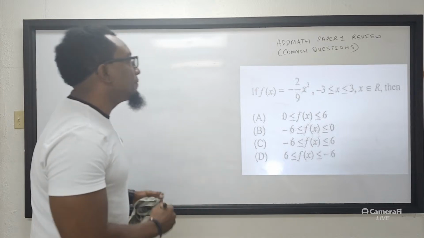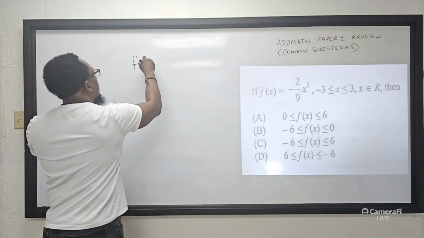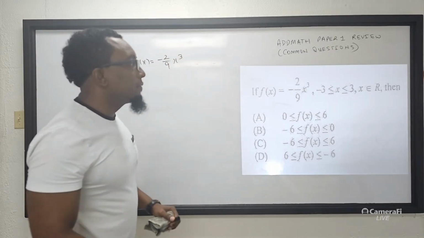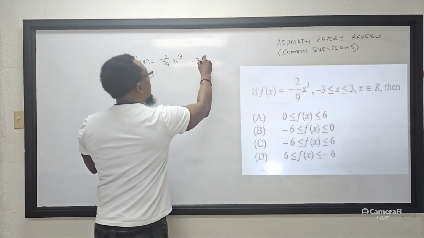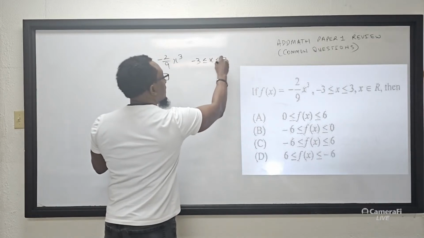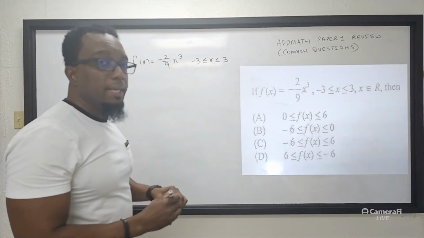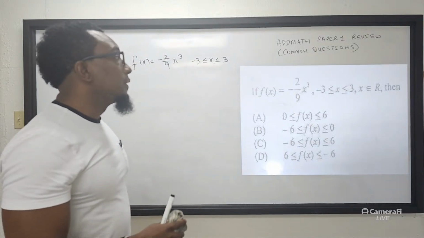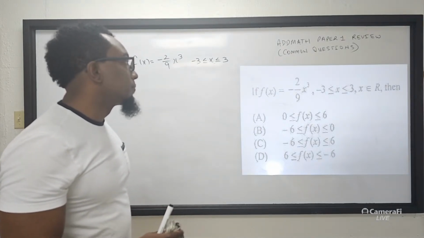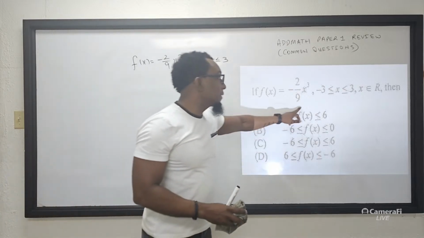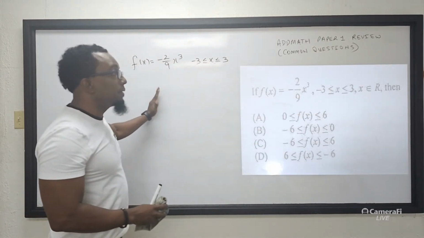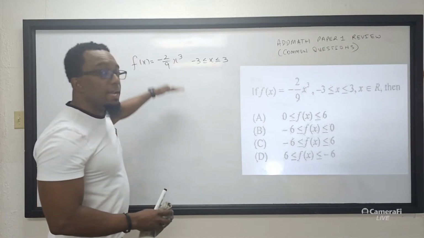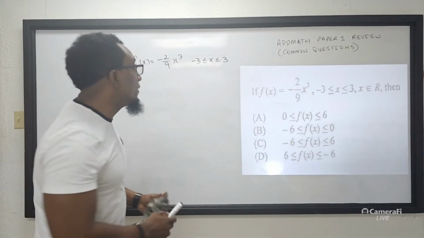Right, if f of x is equal to negative 2/9x cubed, and for that domain negative 3 less than or equal to x, less than or equal to 3. So we're looking at numbers from negative 3 to 3, the domain, which are your x values. Then what will be the range? What is f of x? We know the domain runs from negative 3 to 3 along the x-axis. So what is the range, which is along the y-axis, from the lowest to the highest value?